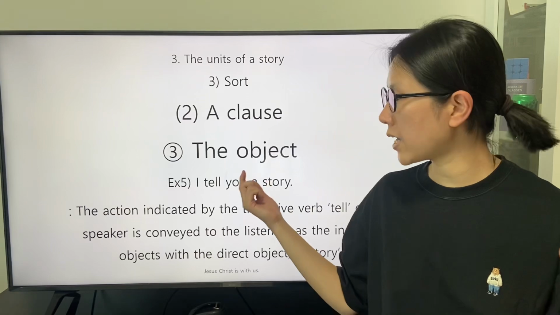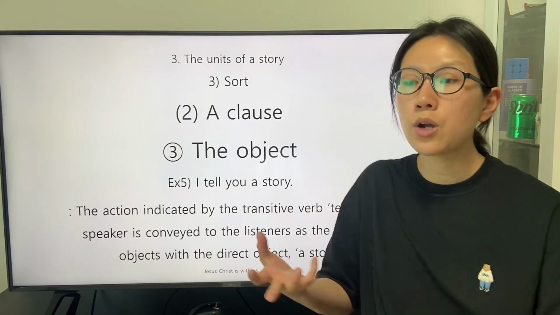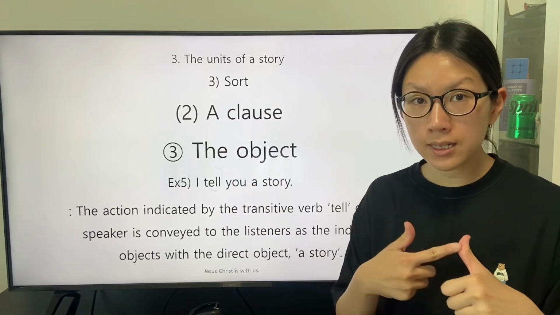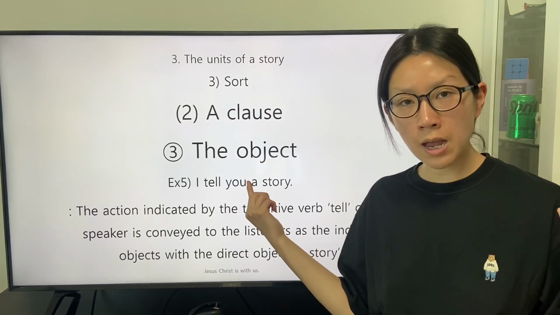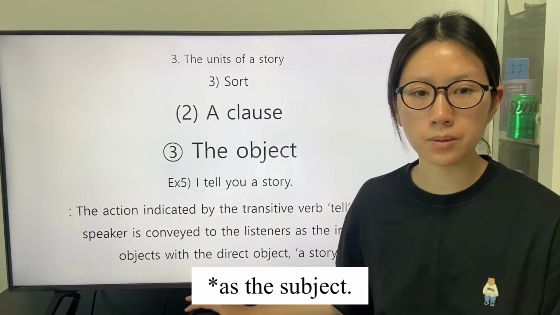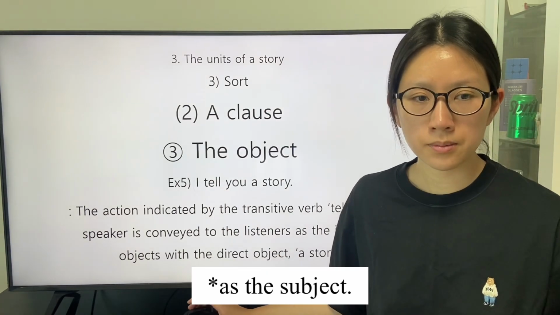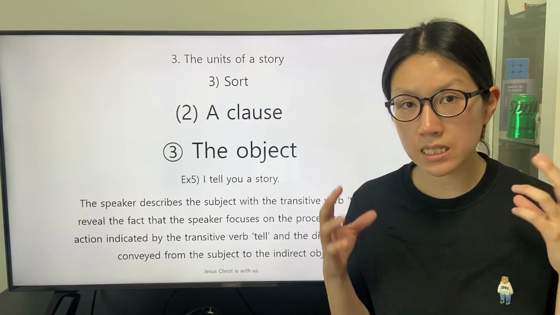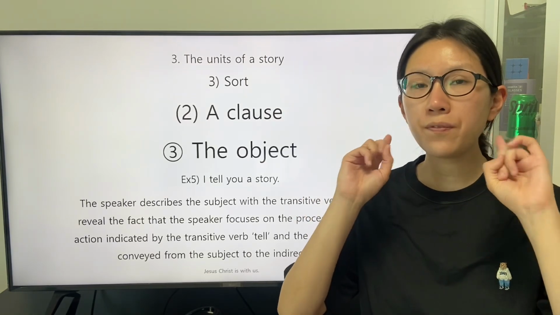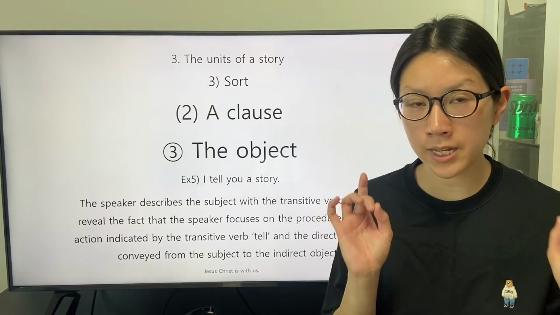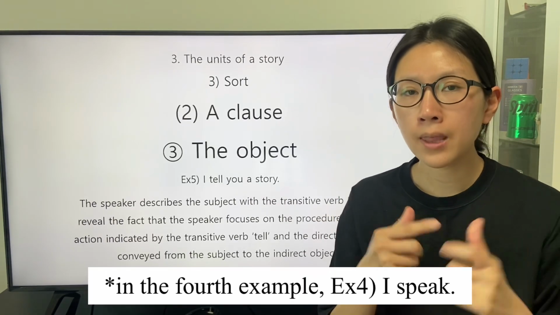The indirect object, who are the listeners, receive the definition of the transitive verb tell and the direct object of story from the speaker. The speaker who applies the intransitive verb speak only focuses on the subject who actualizes the definition of the intransitive verb speak.